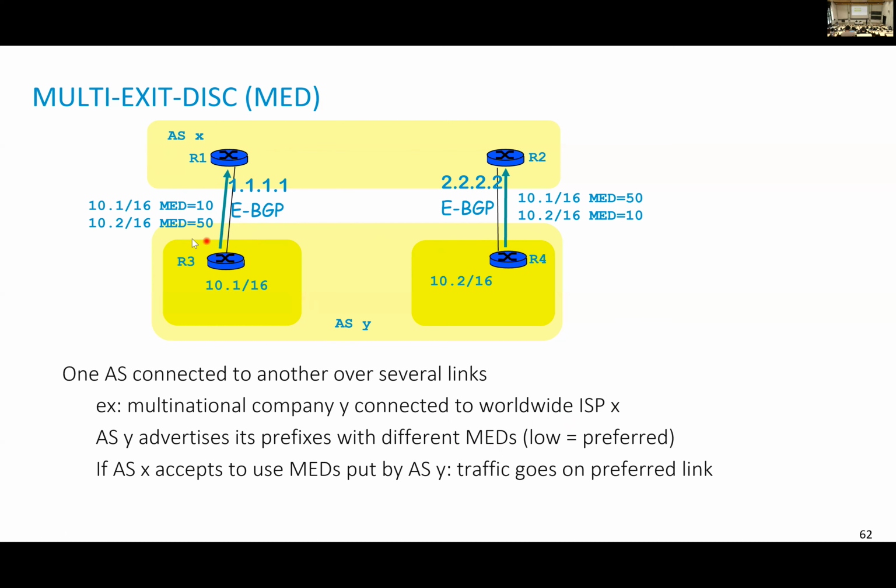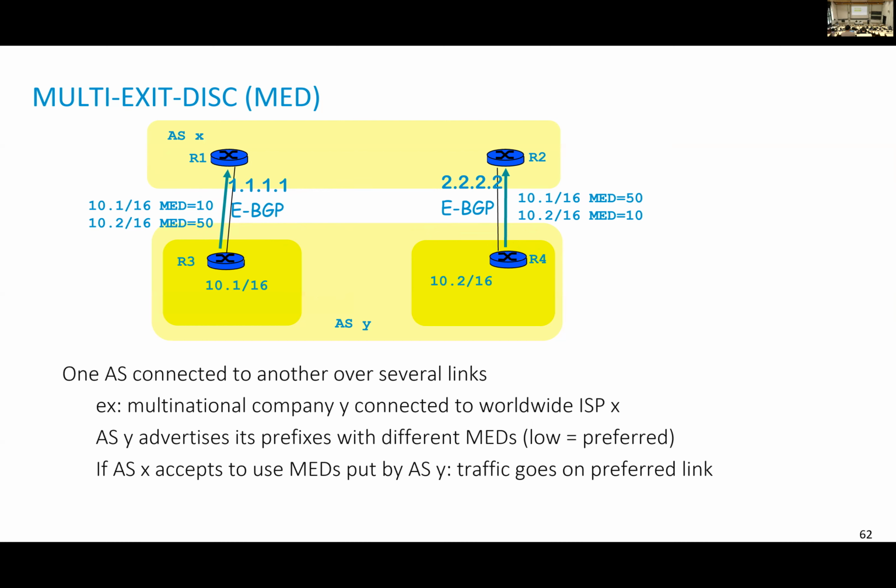Here, low value means preferred, and we see here that R3 advertised the prefix 10.1 with a small MED, and the other prefix 10.2, which is here, with a high MED. And R4 does the opposite. So the idea is that when X receives those two announcements, they will have different MEDs, and for example, there will be two routes to 10.1, one via R3, one via R4, and it's the one via R3 that should be preferred. This is what Y is signaling to X.